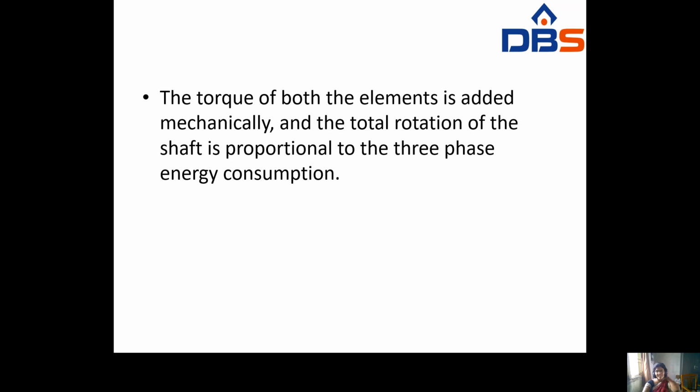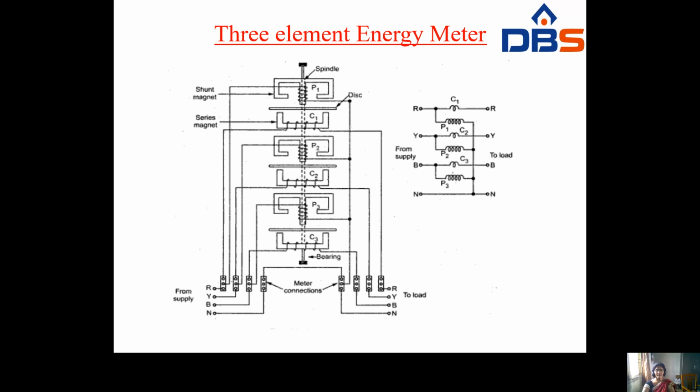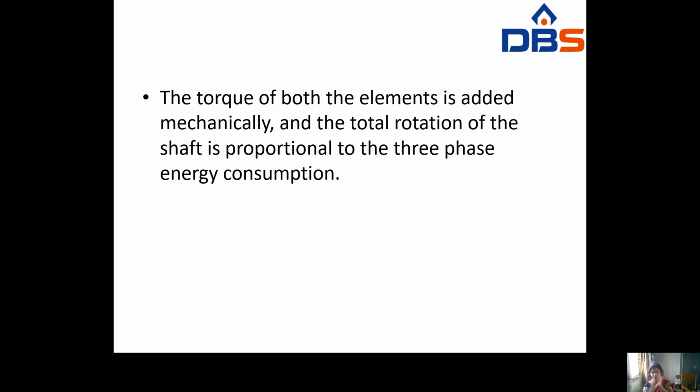The torques of both elements are added mechanically, and the total rotation of the shaft is proportional to the three phase energy consumption. Two elements exhibit two torques, and to get the resultant torque, the two torques are added. So the total rotation is proportional to the three phase energy consumption. Whenever the torques are added, the total energy consumed by the two elements is added, and you get the total three phase energy consumption. That is the two element energy meter.